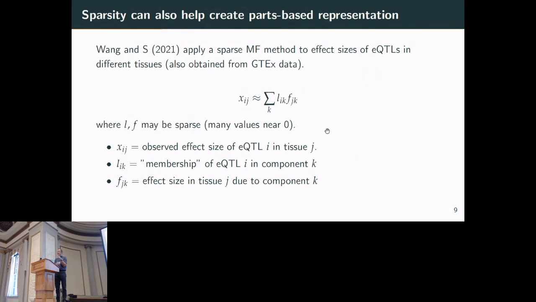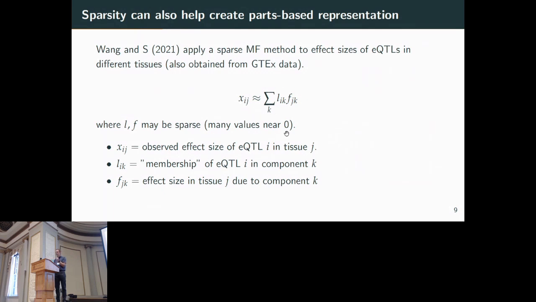So the rows are eQTLs, genetic variants that are associated with gene expression, and the columns are tissues, and the ijth element is the estimated effect size of that eQTL in that tissue. So the idea is, by making a matrix factorization, we're trying to understand how the eQTL effect sizes in one tissue correlate or relate to eQTL effect sizes in other tissues. We're trying to understand that structure of the effect sizes.